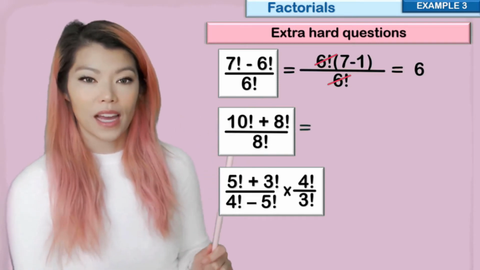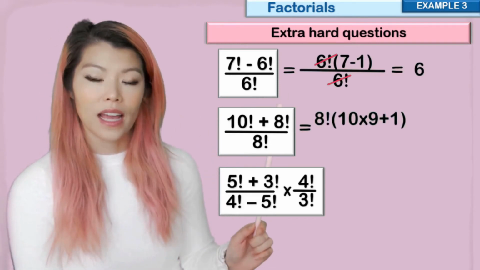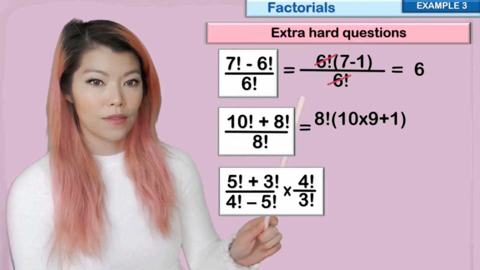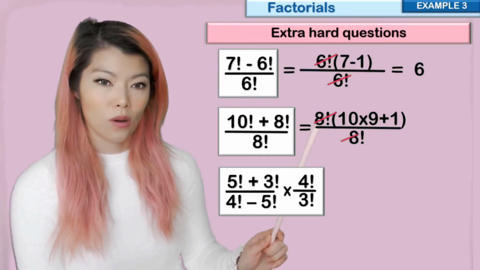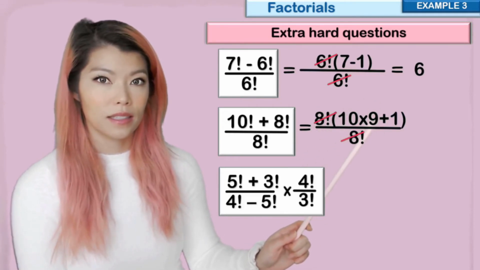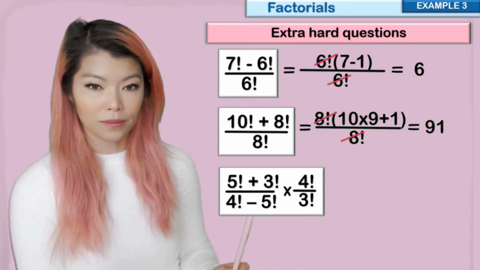10 factorial and 8 factorial, what is the highest common factor? It would be 8 factorial. So taking the 8 factorial out of the 10 factorial, we're left with 10 times 9. And then over 8 factorial, cancel the common factors out. 10 times 9 is 90, plus 1 is 91.